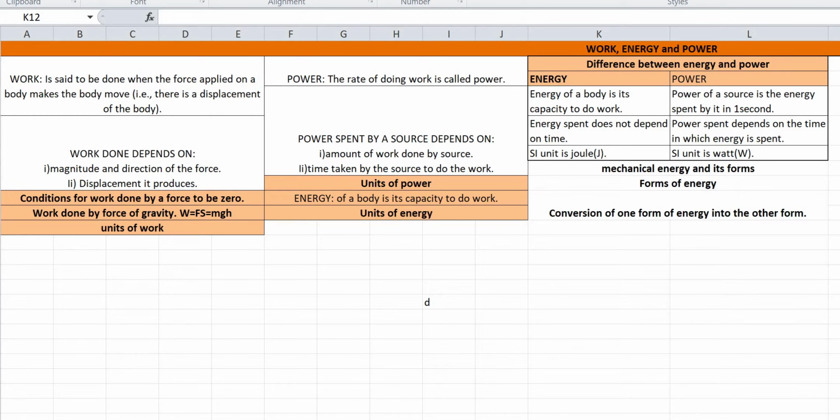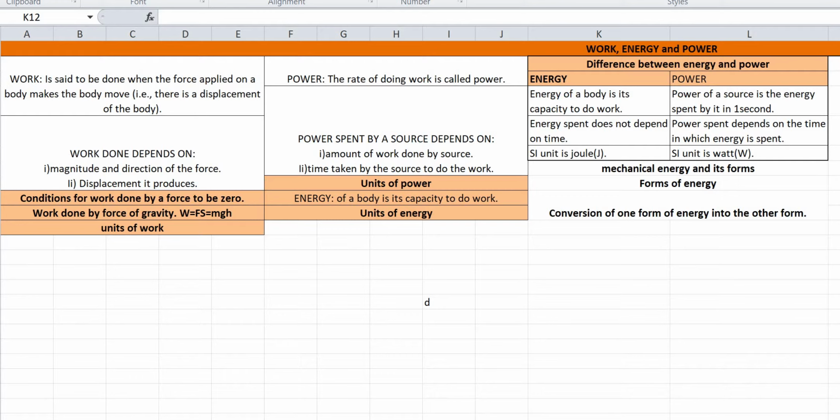So gravitational potential energy, capital U, is given by mgh. The gravitational potential energy of a body at a height above the ground is measured by the amount of work done in lifting it up to that height against the force of gravity.